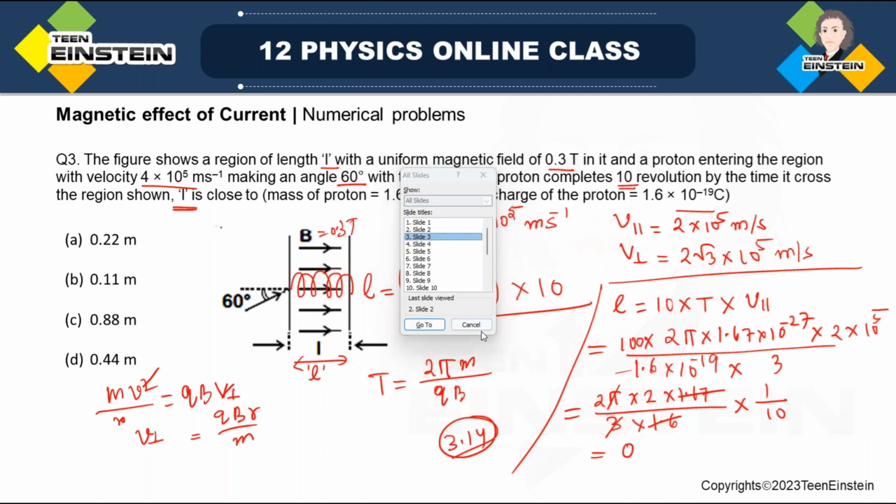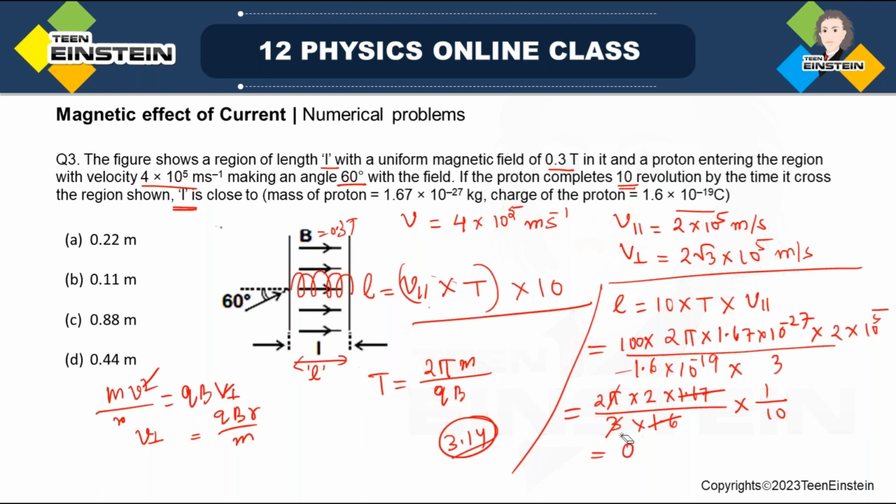So your answer will actually be nearly 0.5. Sorry, 0.4. Nearly 0.4. So the options are here. See, there is the option nearly 0.4. This is the actual value.